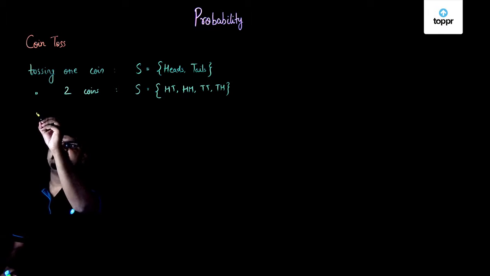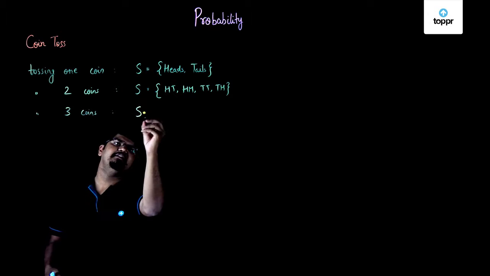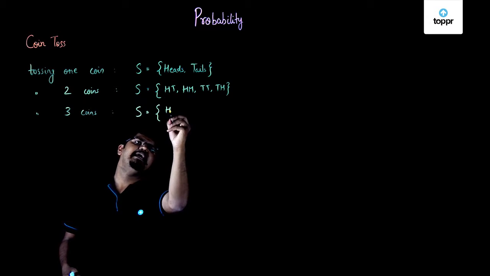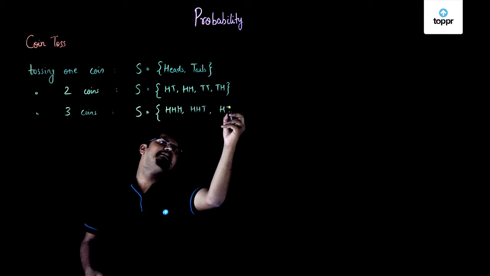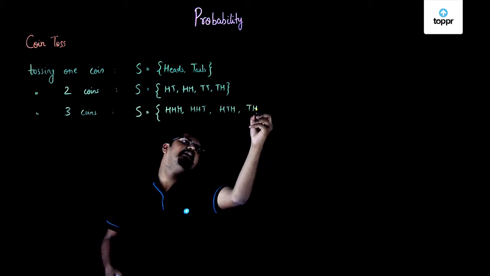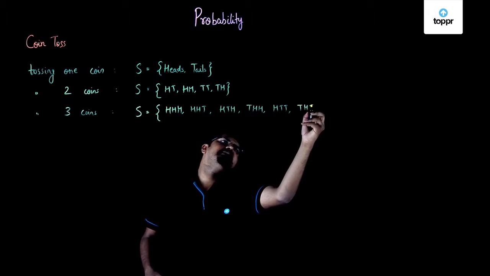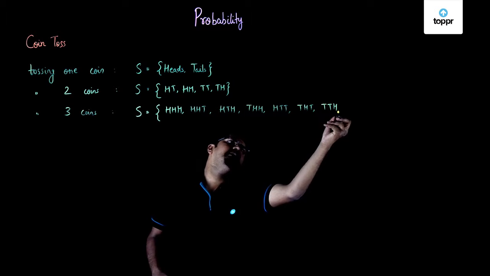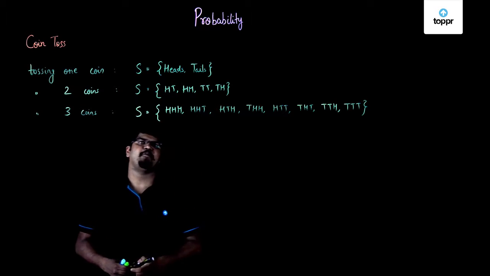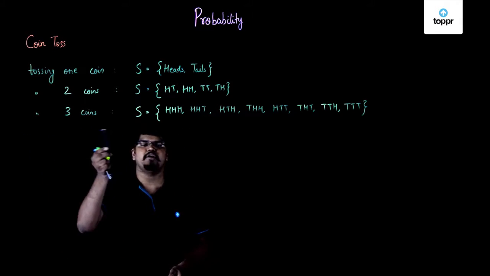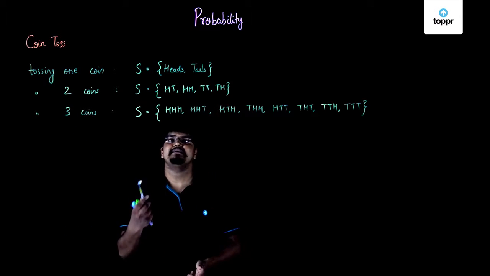Then again, if we are tossing 3 coins, then the sample points, as we have already seen in one of our previous lectures, become head head head, head head tail, head tail head, tail head head, head tail tail, tail head tail, tail tail head, and tail tail tail. So these basically are the 8 possible outcomes if we are tossing 3 coins together or if we are tossing one coin thrice. Now let us study the pattern.